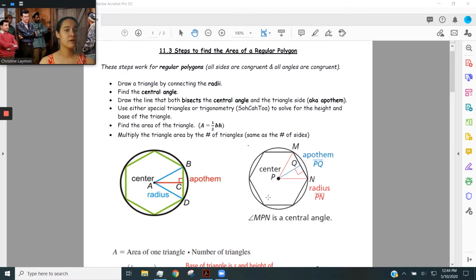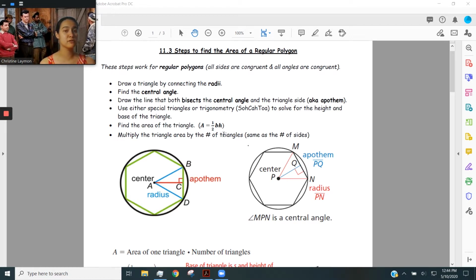base of the triangle. So if we're trying to find the area of this polygon, we're going to do it by breaking it into triangles, finding the area of a single triangle, and then multiplying by the number of those congruent triangles that we have in this polygon. And that's what I'm saying below.